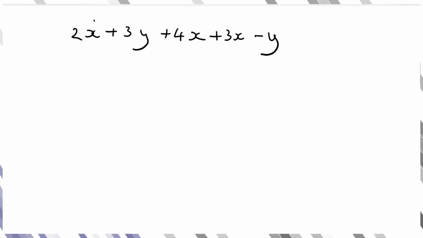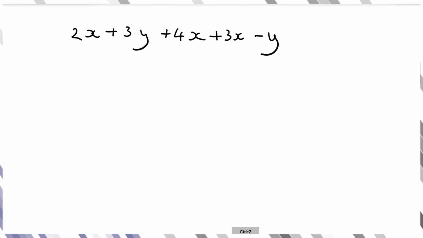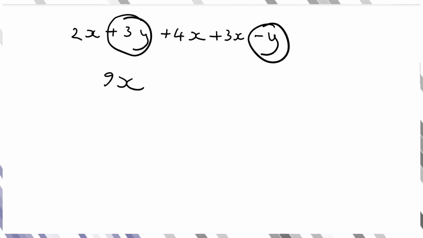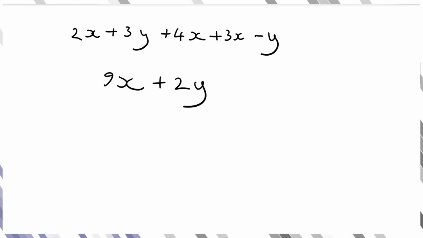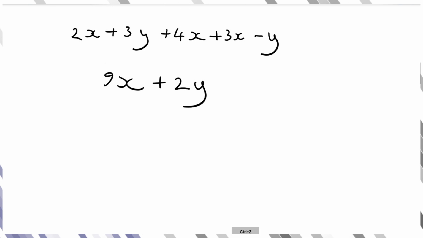So if we look at the x's, we've got a 2x, a 4x and a 3x. If we add all of those together, 2x plus 4x is 6x, and then 6x plus 3x will give us 9x. So there's 9 x's in this all together, and then we can look at the y's. We've got a 3y there, minus y there, 3y take away y is just 2y. So all of this is just equal to 9x plus 2y, and doesn't that just look a lot simpler than 2x plus 3y plus 4x plus 3x minus y?